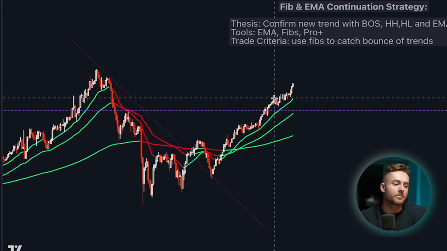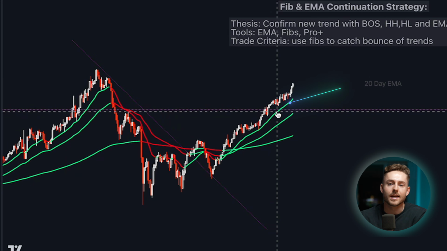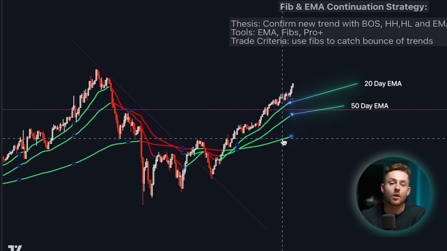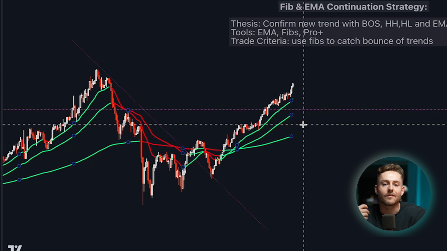All right, and the third thing that we're going to be doing is looking at our exponential moving averages. So you can see we have our 20-day EMA here, our 50 and our 200 all lined up on top of each other. That's going to be the third confirmation that we have a bullish trend.